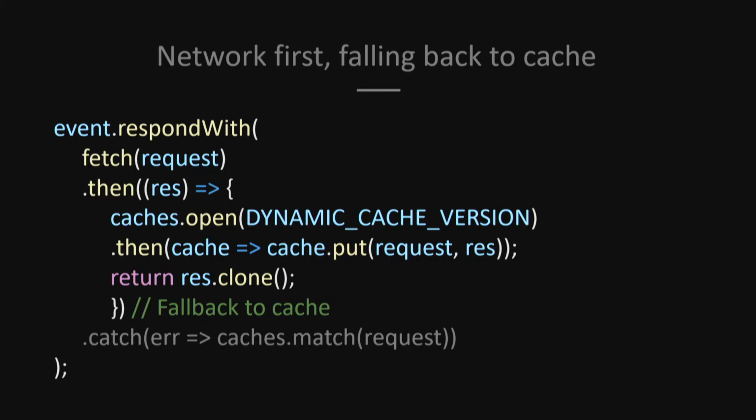Another strategy is network first, falling back to cache. If you always want fresh data, as soon as the connectivity is there, you can go ahead and check if you can get the response, and then just put it to the cache, updating your cache. If you're offline, then it doesn't matter. If you have it in your cache, you can match the request and show it to the user.